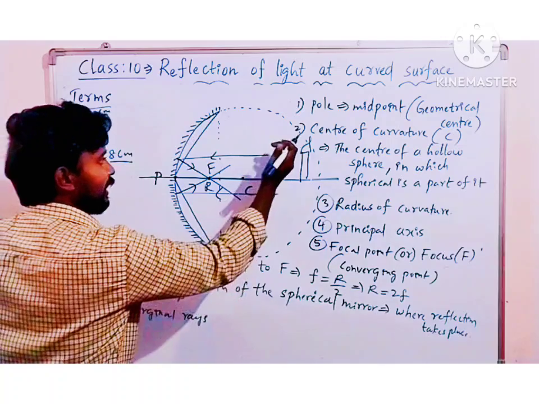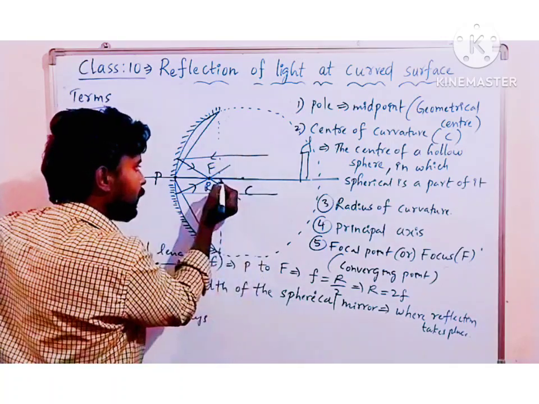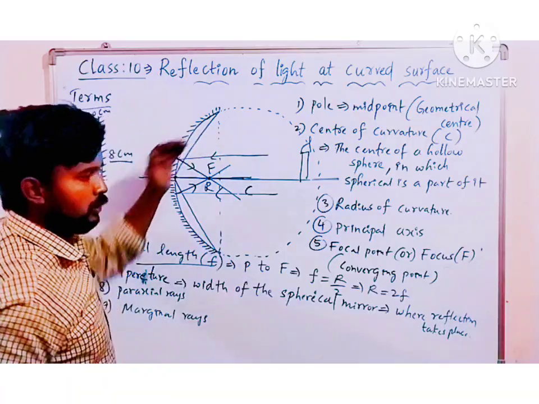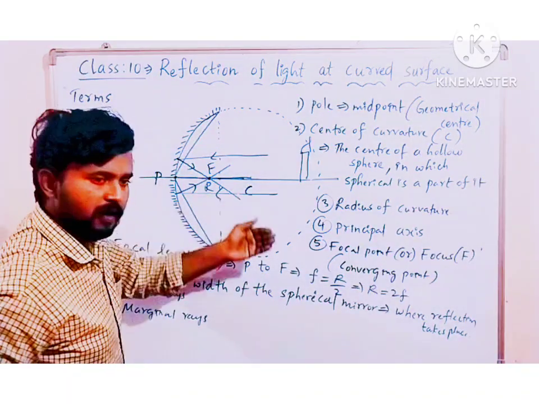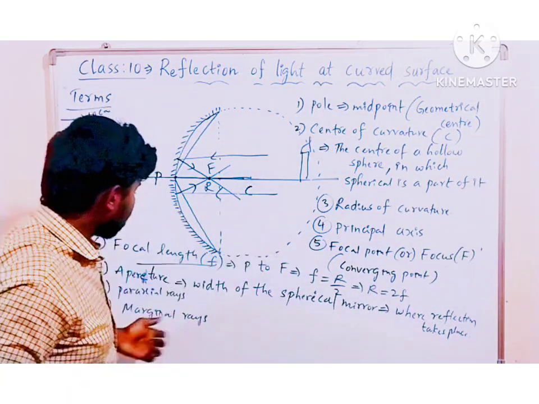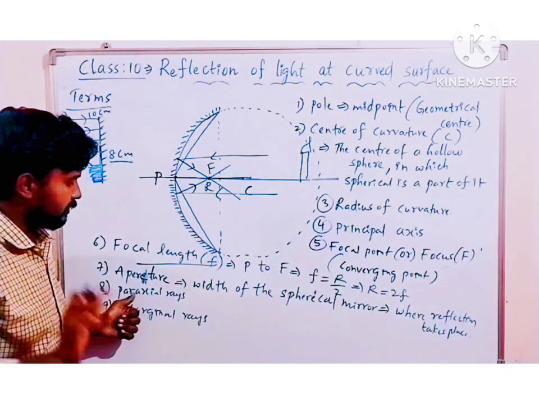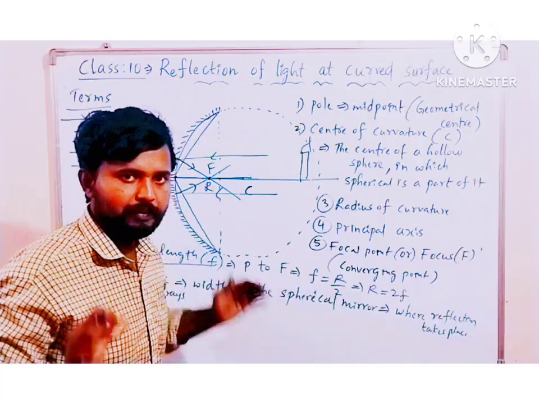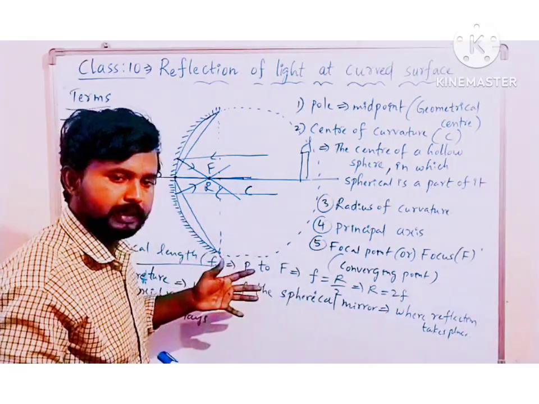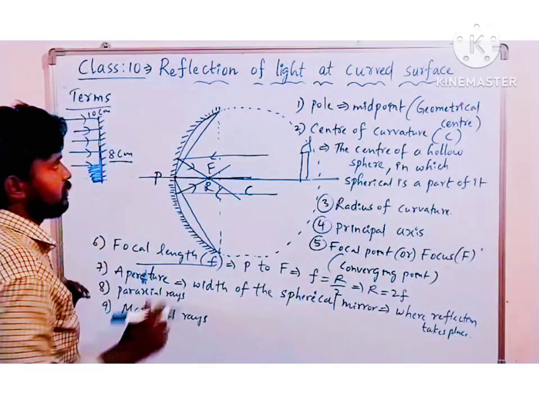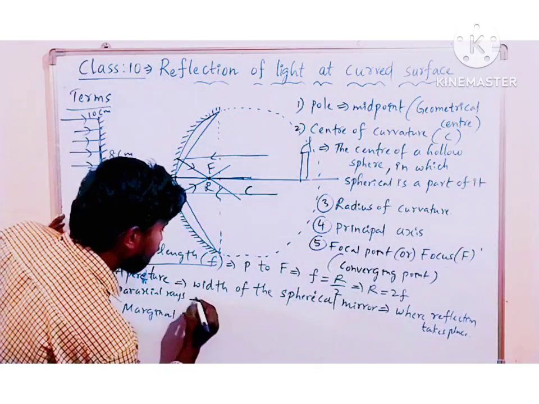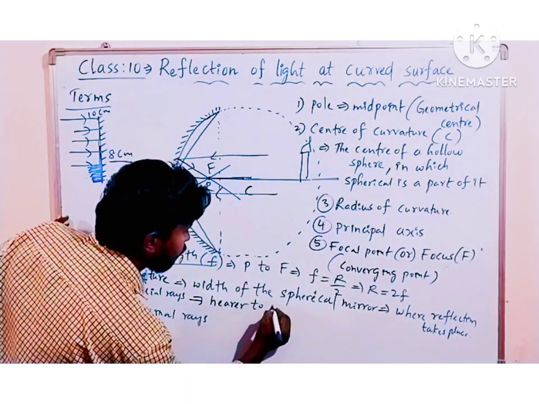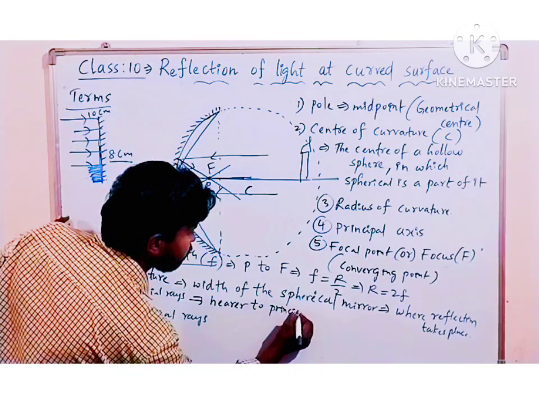So here the rays near to the principal axis, the light rays near to the principal axis, are called paraxial rays. To understand image formation, we are considering only paraxial rays. In this case, we neglected the marginal rays. We are not considering marginal rays, only paraxial rays. So paraxial rays means the rays nearer to the principal axis. Near to the principal axis.